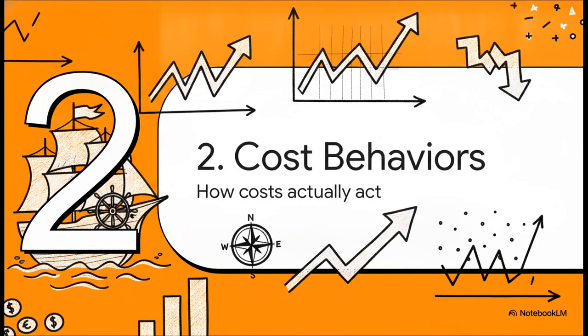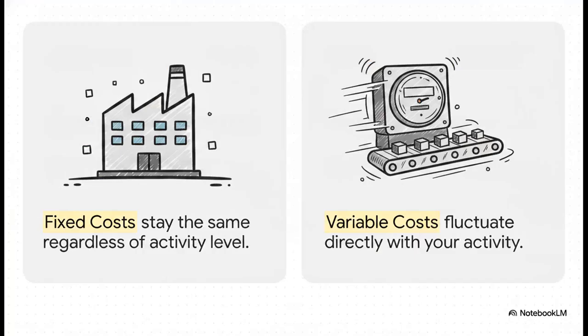Which brings us right into Section 2, decoding business cost behaviors. Basically, how these costs actually act out in the wild. And this brilliantly illustrates a super fundamental concept in business: fixed versus variable costs. A fixed cost, like the rent for your factory, it just sits there. It stays exactly the same whether you produce 1 unit or 1,000,000 units. The bill is the bill. But a variable cost, that fluctuates directly with your activity level. Think of your raw materials or the factory's power bill. The more you produce, the more you pay. Grasping this split is absolutely crucial for predicting your profit margins.